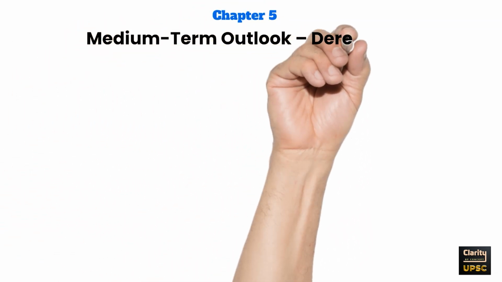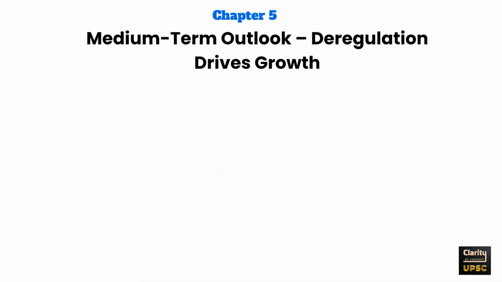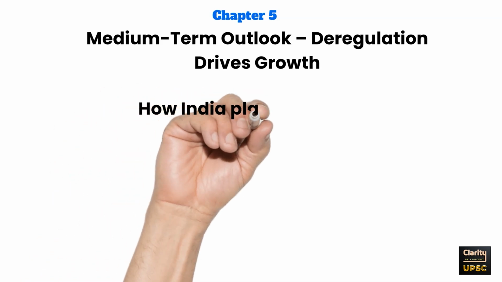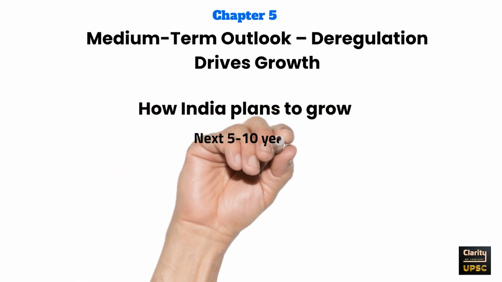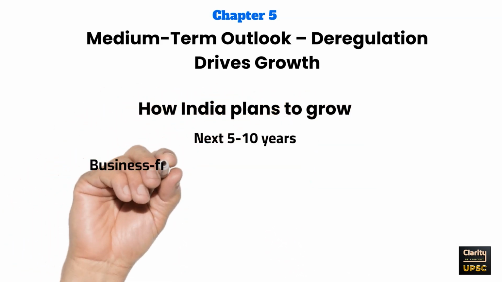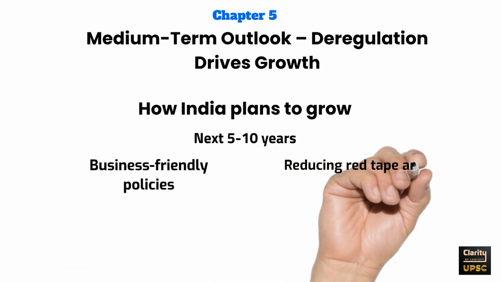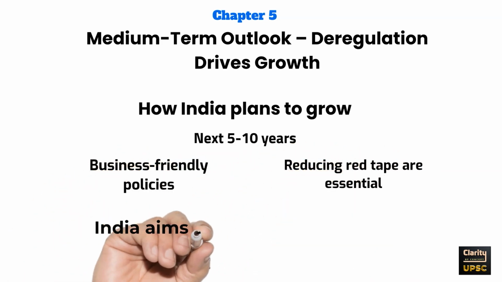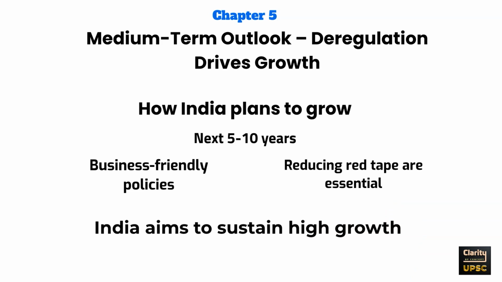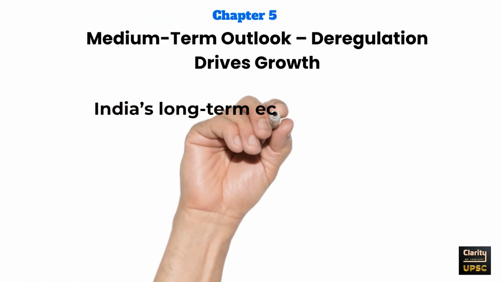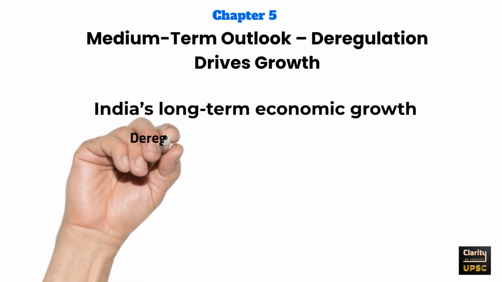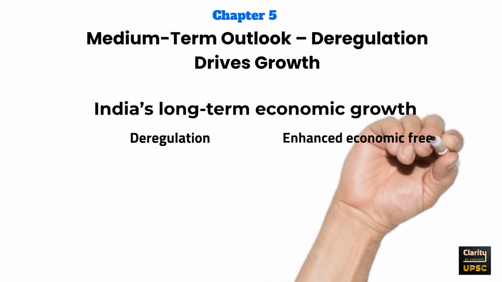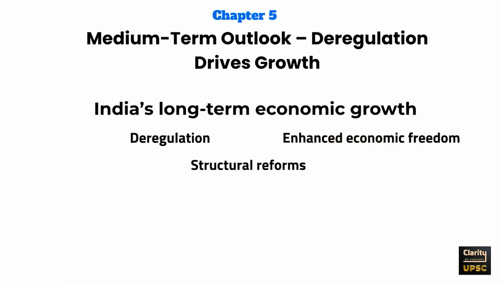The name of the fifth chapter is Medium Term Outlook: Deregulation Drives Growth. This chapter discusses how India plans to grow in the next 5 to 10 years, why business friendly policies and reducing red tape are essential, and how India aims to sustain high growth. The survey says India's long term economic growth is dependent on deregulation, enhanced economic freedom, and structural reforms.